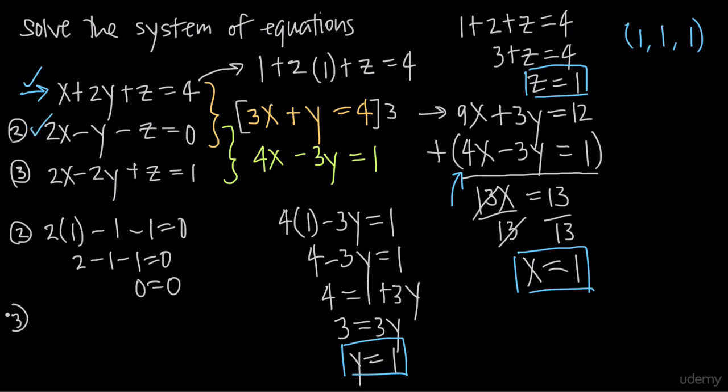Now we'll test equation 3, and we'll get 2 times x, or 2 times 1, minus 2 times y, or minus 2 times 1, plus z, or plus 1 is equal to 1. When we simplify, we'll get 2 minus 2 plus 1 equals 1. 2 minus 2 is 0. 0 plus 1 is 1. So we get 1 is equal to 1. So our third equation works also. And as a result, we know that the solution 1, 1, 1 is a solution to this system of equations.